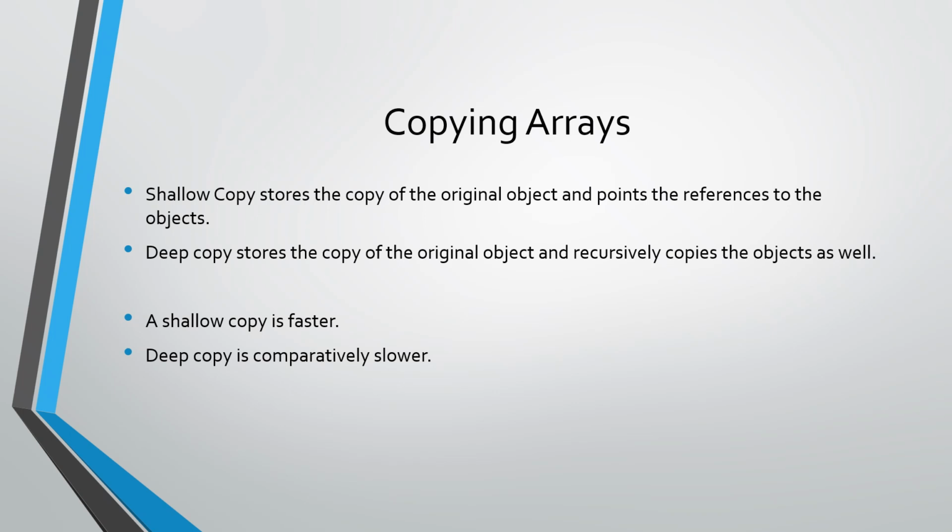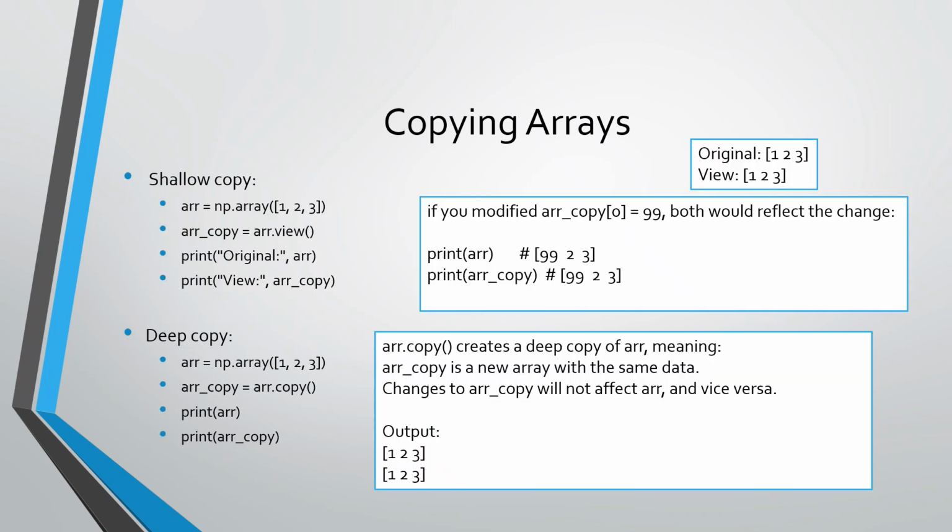So in the shallow copy method, it stores the copy of the original object and points the references to the objects. But deep copy stores the copy of the original object and recursively copies the objects as well. So that's why the changes made in the new array will get reflected in the original array in case of shallow copy, but in the deep copy it will not reflect the change. So now let us discuss an example for this.